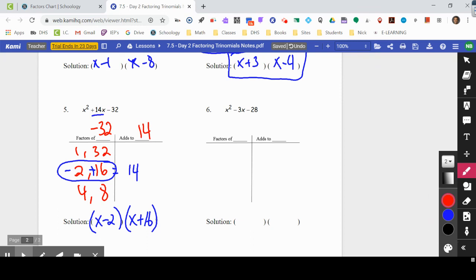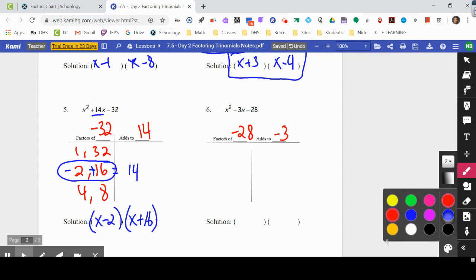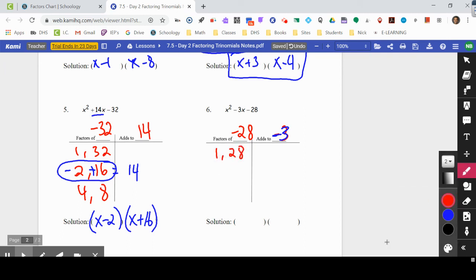Awesome, we've got our last one here. We've got x squared minus 3x minus 28. Okay, so I've got to find factors of negative 28 that add to a negative 3. All right, well, my factors of 28 are 1 and 28, 2 and 14, 3 does not go into it, and 4 and 7. All right, again, these two numbers have to multiply to a negative.